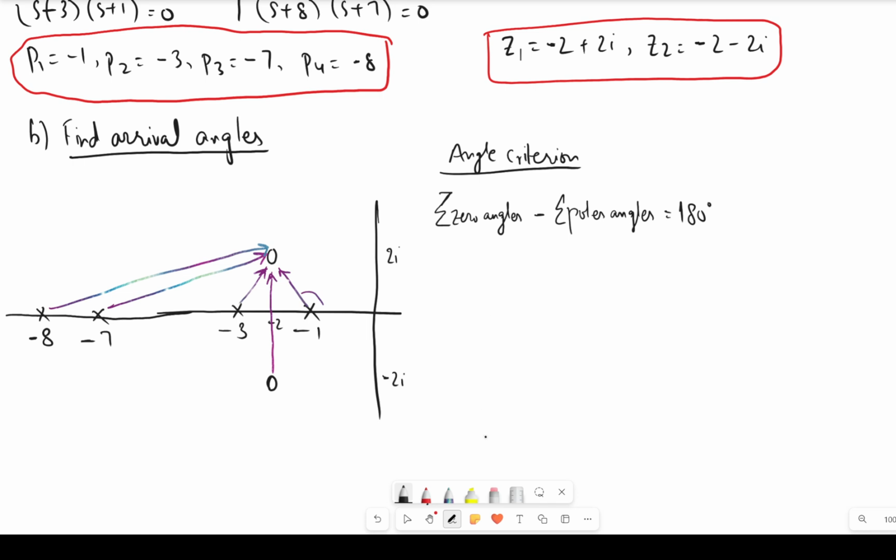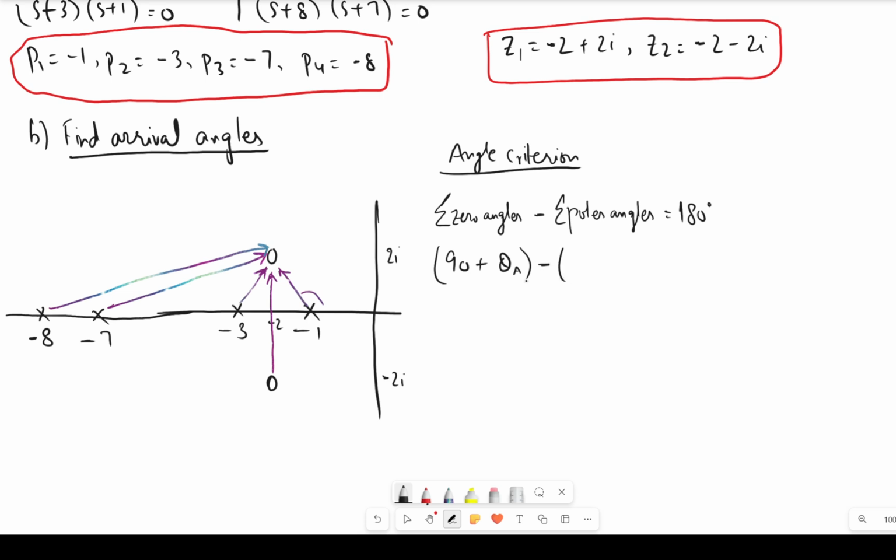Now, the zero's angle. How can we find the zero's angle? We will not consider this zero because we are interested in the angle at this zero, or the angle contribution from this zero. Because we only have one zero other than this, and this is exactly at 90 degrees, we will write 90. Plus, we want to find the angle contribution from this zero, which we'll write as theta A, basically theta arrival, right?